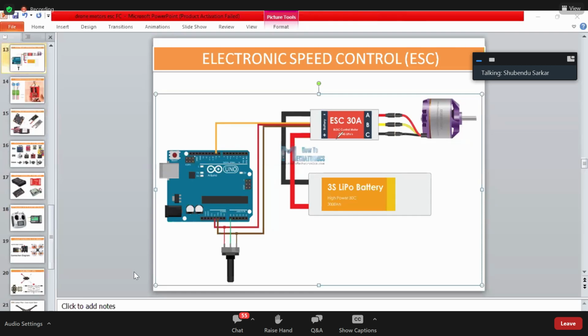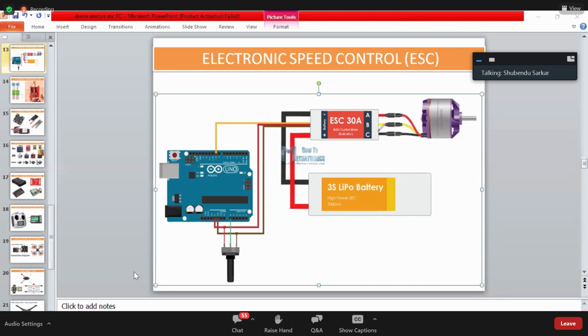We have a separate session for the lithium polymer battery, the rest of the components and the flight controller also. That session is going to be conducted tomorrow. Through the lithium polymer battery, we are going to directly connect the main power lines to the ESC. Now the ESC is getting the full power from the battery, and we are going to connect all the 3 wires like this.